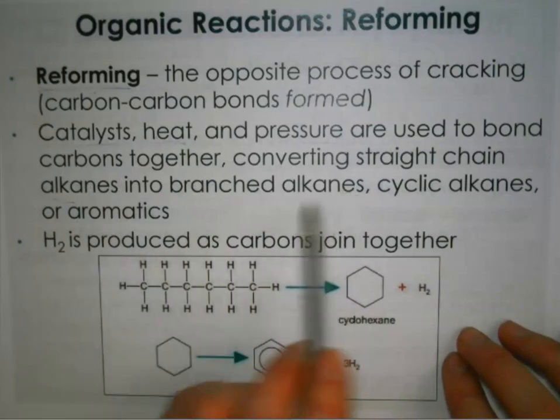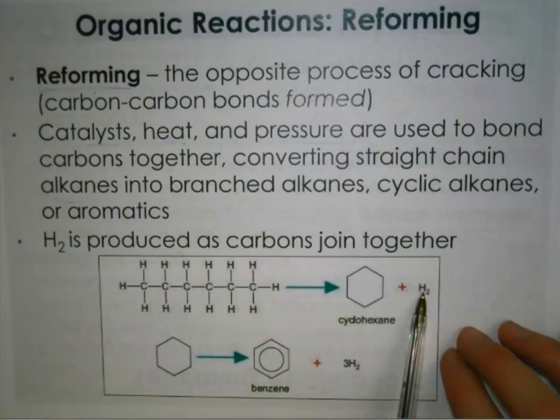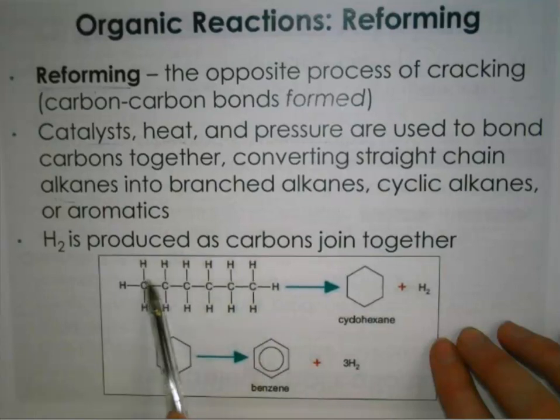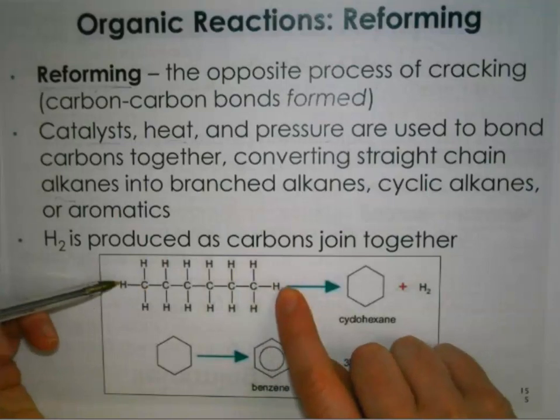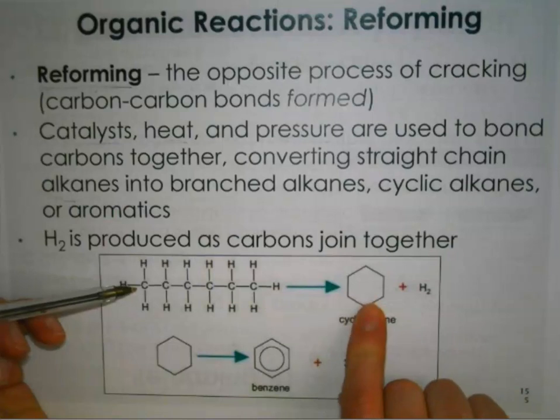So it could be like a cyclic alkane, like we see here, where we have, let's see, hexane being converted into cyclohexane. And hydrogen gets released as a product. The reason why hydrogen gets released in all of these reforming reactions is because we needed to free up bond space in order to make these carbons join up to form a ring, right? So these two carbons at each end need to each lose a hydrogen so that they can have a free spot to bond with each other to form this cyclic version.